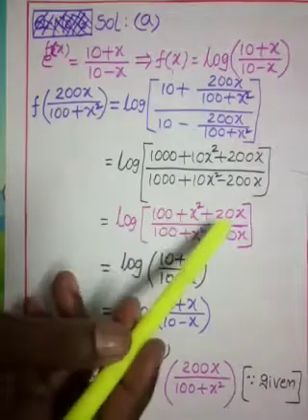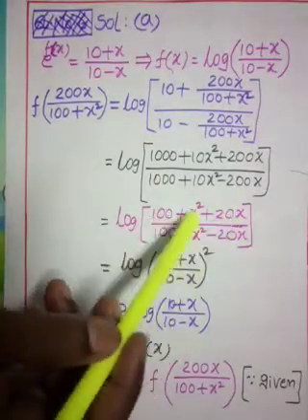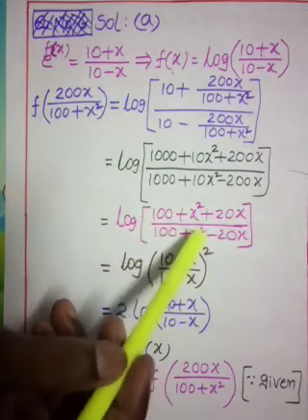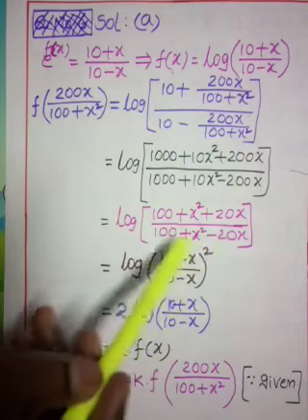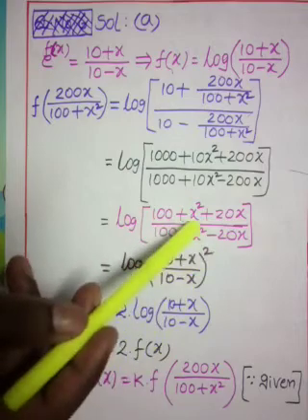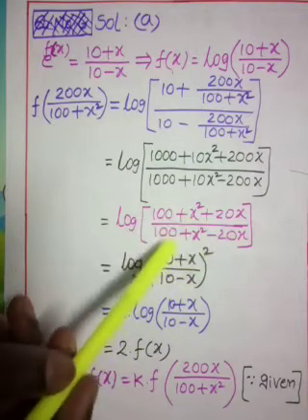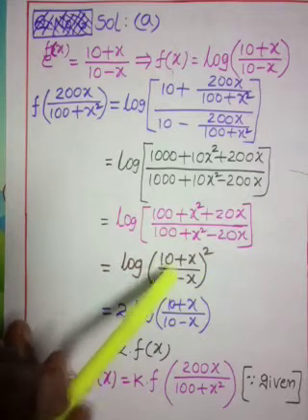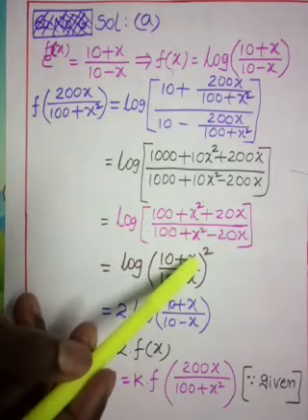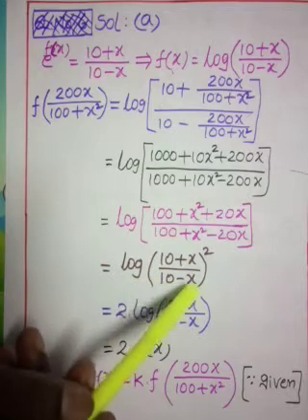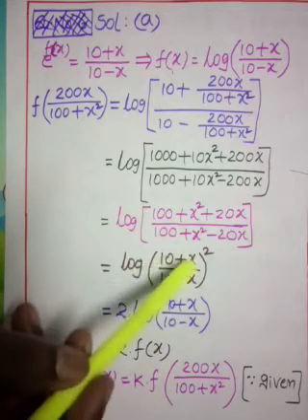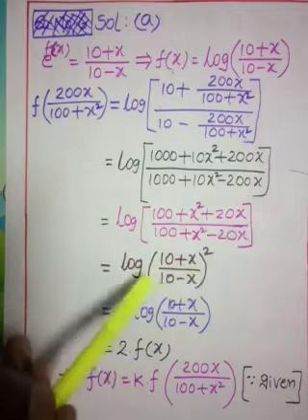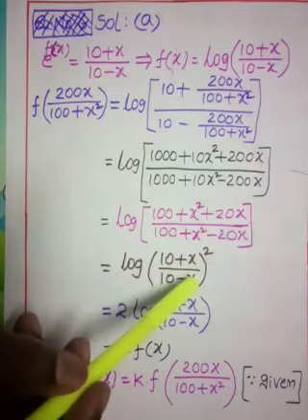That is equal to log of... In the numerator, if you observe this expression, it is in the form of a plus b whole square, and in the denominator, it is in the form of a minus b whole square, where a is equal to x and b is equal to 10. In the denominator also, a is equal to x and b is equal to 10. So we can write them as a plus b whole square in the numerator, and in the denominator a minus b whole square. So log of a plus b by a minus b whole square, by using the laws of exponents. Understood this equation, my dear children?